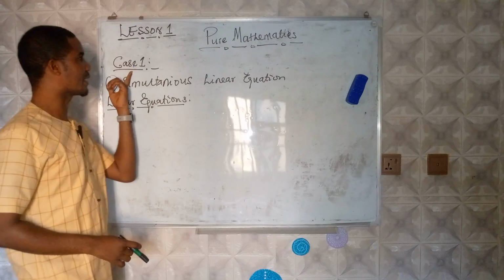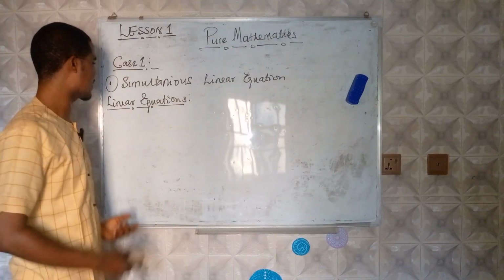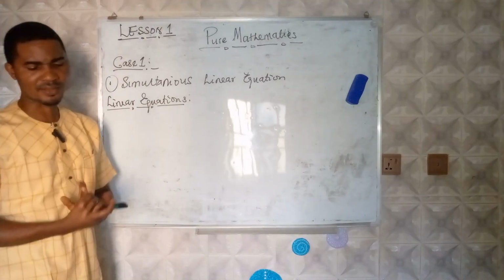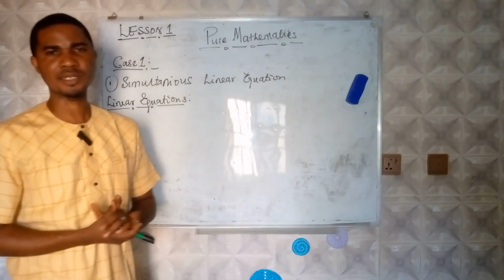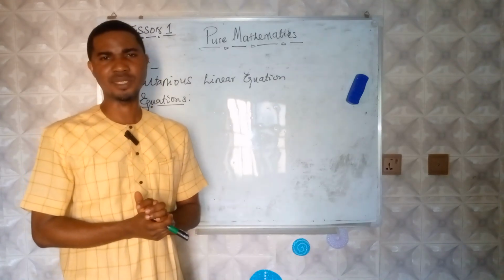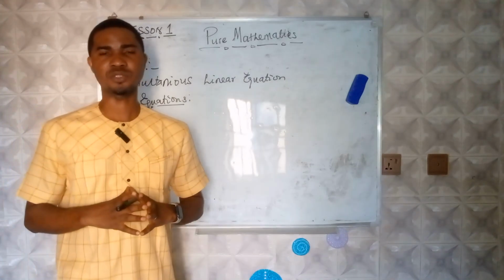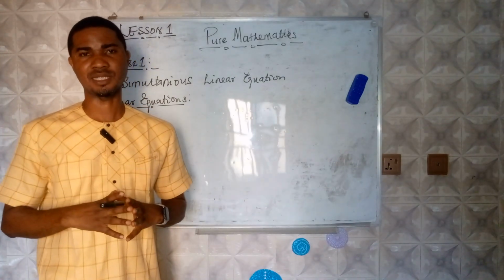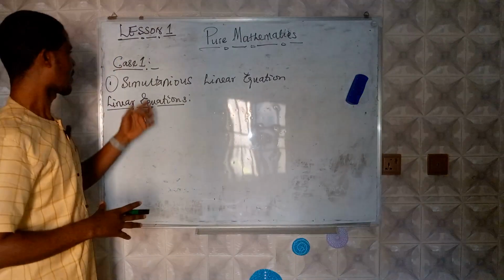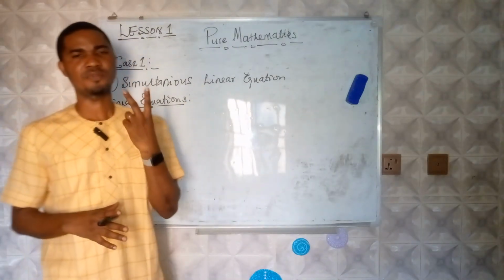We are going to be seeing the case 1. In case 1, we are seeing simultaneous linear equations. First of all, we're going to ask ourselves, what are linear equations? Linear equations are those equations in which the highest power of the unknown is 1. Always know that a linear equation is an equation of a straight line. But in this case, we are doing simultaneous, meaning that we're going to have a pair of linear equations.